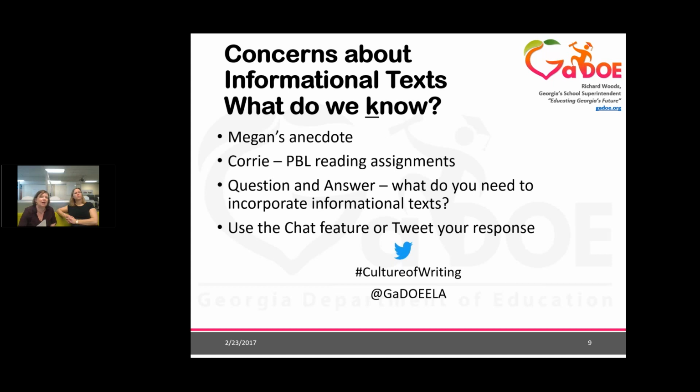We do have a tweet or a chat. From Dawn, she says, I think it's important to incorporate cross-content connections, especially with social studies, primary source documents. Definitely. Absolutely. Thank you for that. It's probably the easiest one in language arts too. English is social studies to connect.